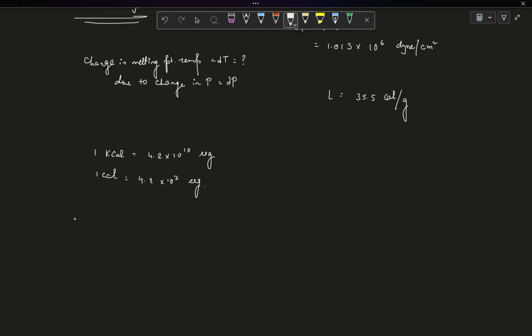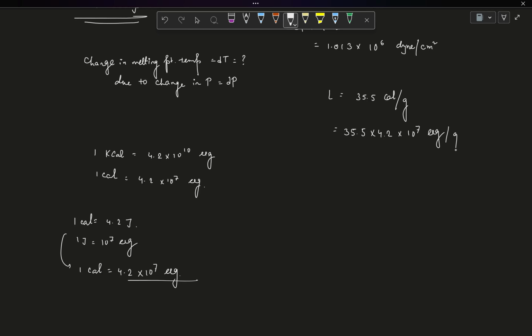Or the easiest way is that 1 calorie is 4.2 joule, and you know that 1 joule is equal to 10 to the power 7 erg. So then 1 calorie is equal to 4.2 into 10 to the power 7 erg, right? Fine. So then you know that your L becomes 35.5 into 4.2 into 10 to the power 7 erg per gram.